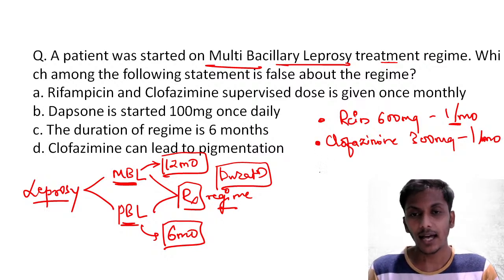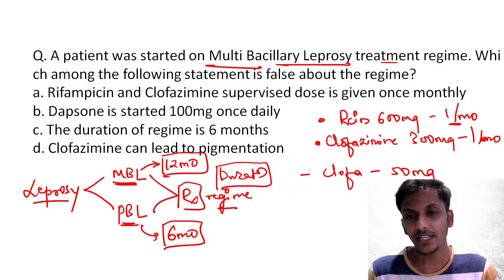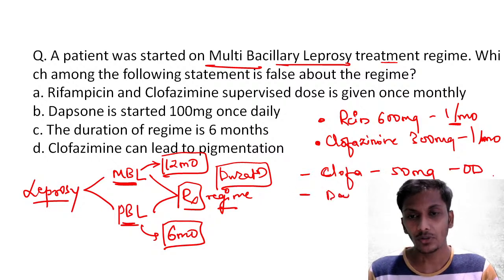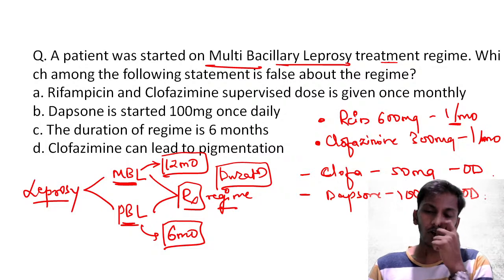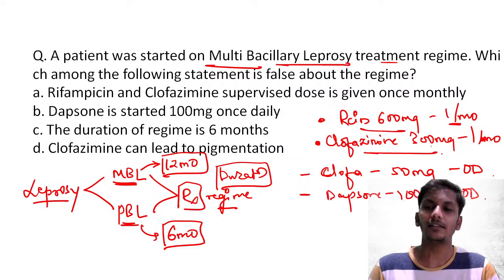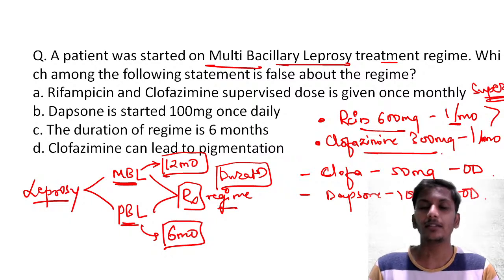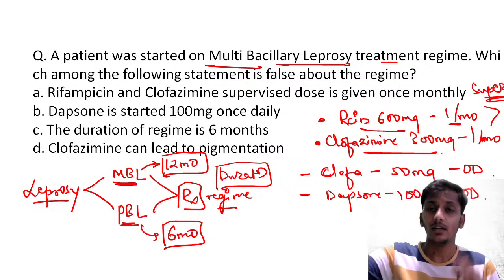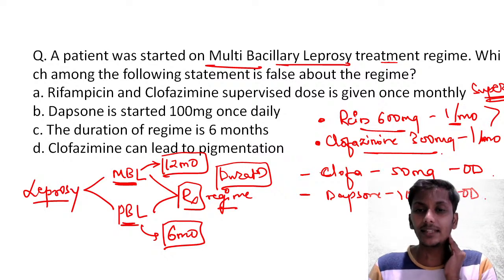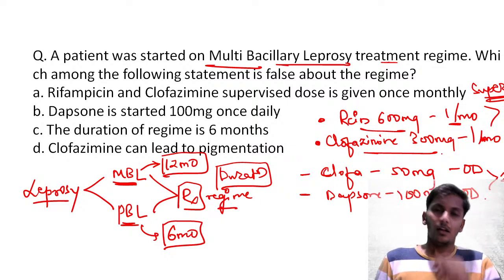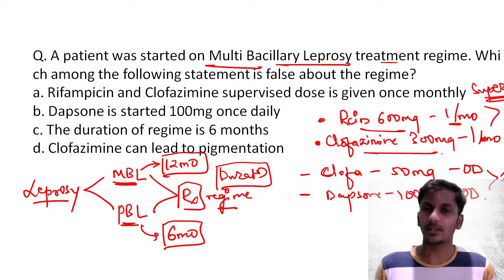And the other drugs are, first is again clofazimine, but this time it is given 50 mg once daily, and next is your dapsone, which is given 100 mg once daily. As we all know, rifampicin 600 mg and clofazimine 300 mg are given once monthly. These are supervised doses. They are to be taken in presence of a healthcare worker, meaning you feed them in front of you. Whereas the rest of the drugs are given for total 28 days or 1 month, and these are unsupervised doses.